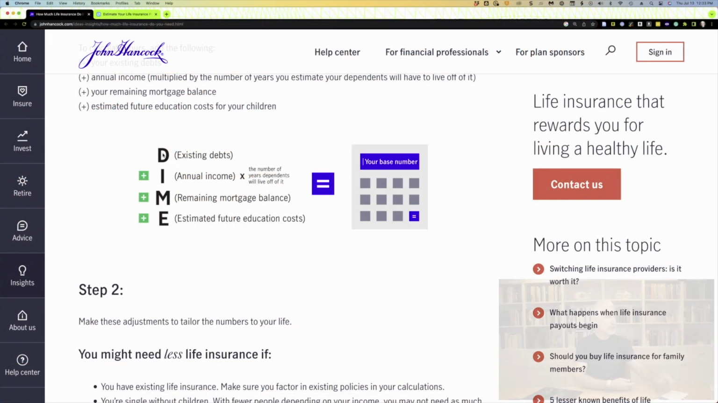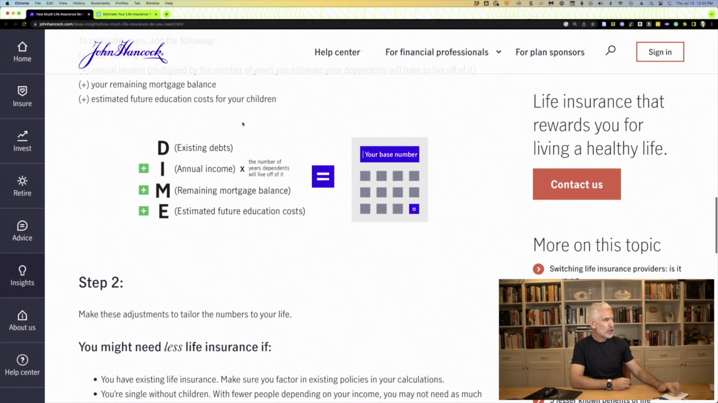This happens to be from the John Hancock website, but you'll see here the DIME method, and you can find information about it on the internet from a large number of sources. This isn't specific to John Hancock. And so the idea is we're going to walk through each of these. Again, we're going to add an S at the end, but we're going to walk through each of these and think through, all right, do I need life insurance to cover each of these items? Now, keep in mind, for some of them, you may conclude, no, you don't need any life insurance at all.